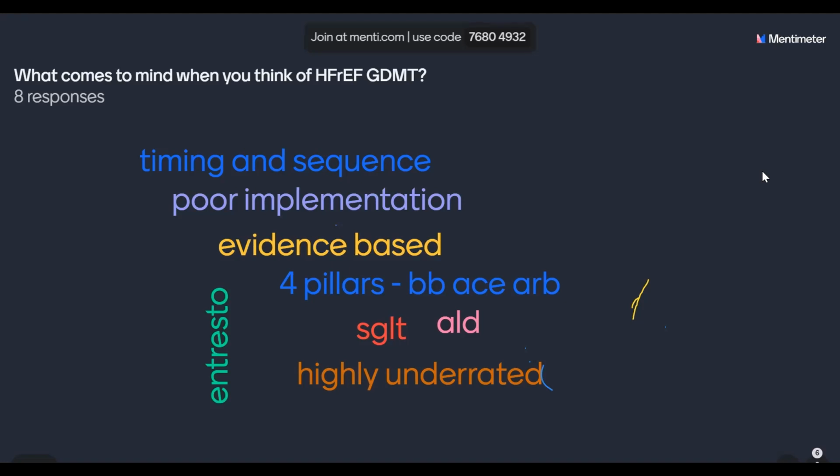And it really is remarkable to see people go from having an ejection fraction of 25% to normalizing their ejection fraction after several months often, but being on good doses of GDMT for several months, and then they get really good outcomes. So I completely agree. Highly underrated. Absolutely.